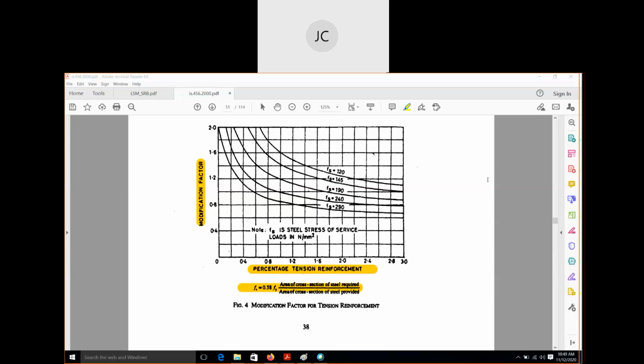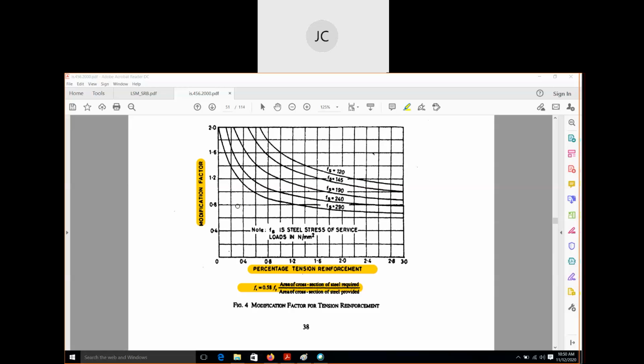By using the Fs formula, you cannot find it, because we already used this formula to find the value of Fs, the stress in steel. We don't need the value of Fs now. We already have Fs equal to 212. But we need the value of the modification factor when the Fs value is 212.